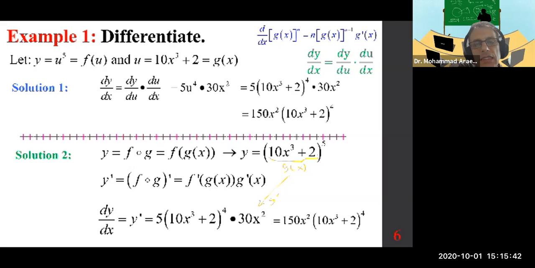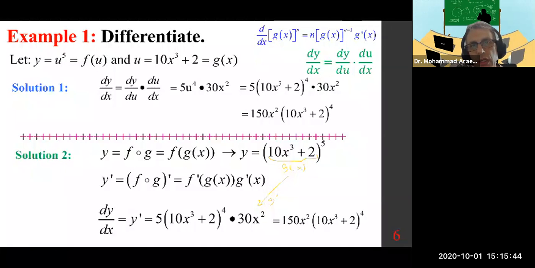As you see in this example, either way can be done. In some cases, finding the composite function itself takes so long that it's not worth it, and we stick with the Leibniz notation. So that's why you want to learn both.